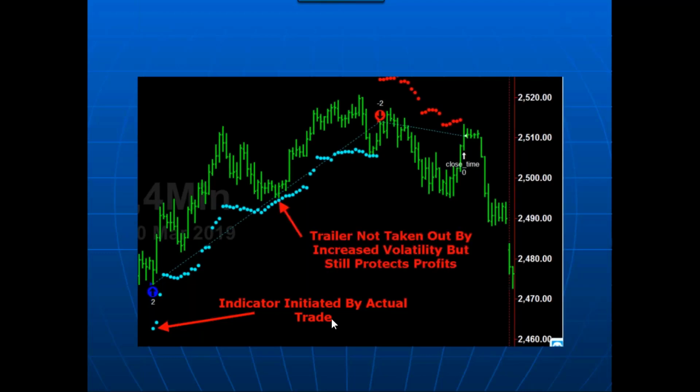Notice here that where the indicator is initiated by an actual trade, the trailer is not taken out by the increased volatility, but still protects the profits. You remember on the previous slide, right in the same area where you see this red arrow, the adaptive stop stopped us out. But when we coordinated this with the trade, the exact same calculations work because we're only using it when an actual trade is in progress.